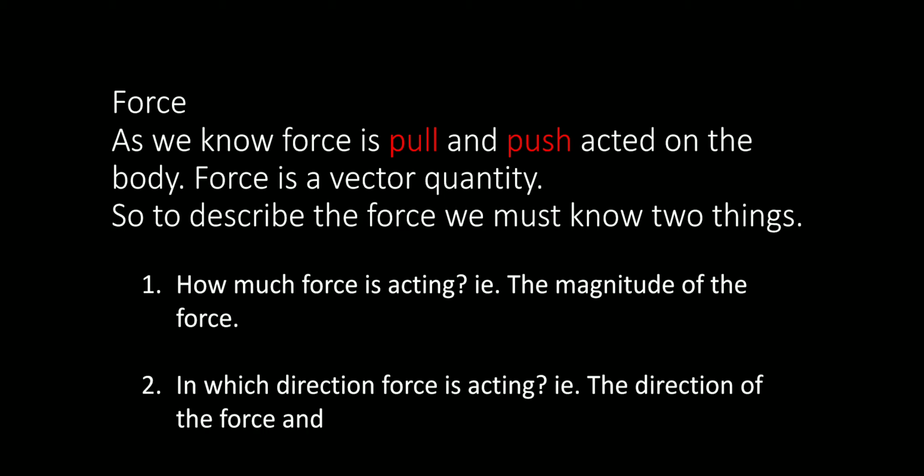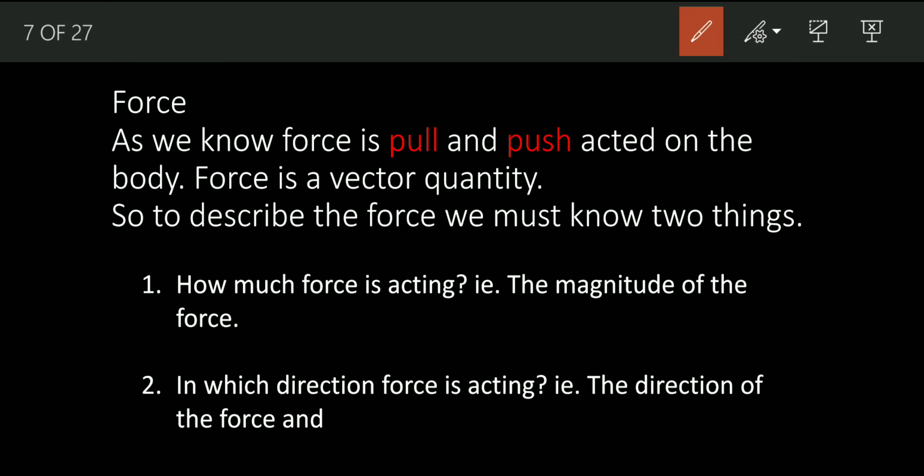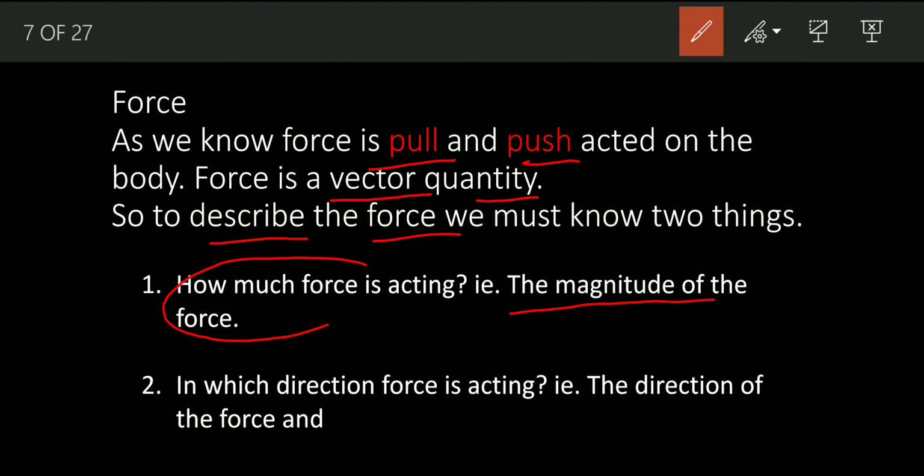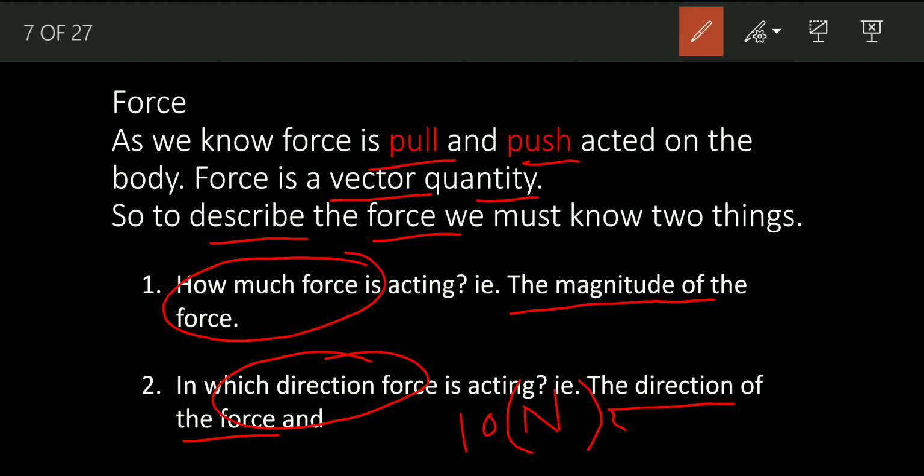Now what we have learned, we know that force is pull and push acted on the body. And we know that force is a vector quantity. Now what does it mean? It means whenever we describe force, we need to mention two things. The magnitude of the force, that is how much force is going to be acted. And second, the direction of the force, that is in which direction the force is going to be acted. Only saying 10 Newton force doesn't work. Here, Newton is the unit of the force.